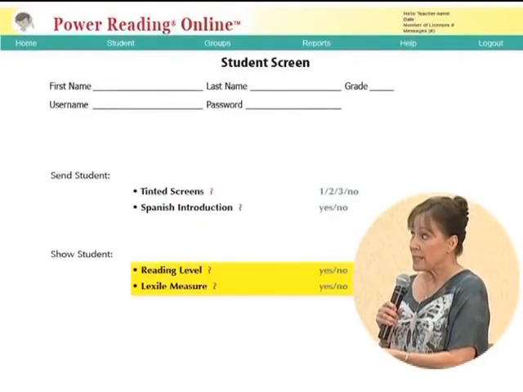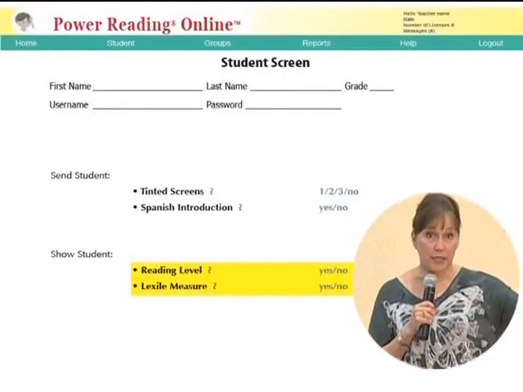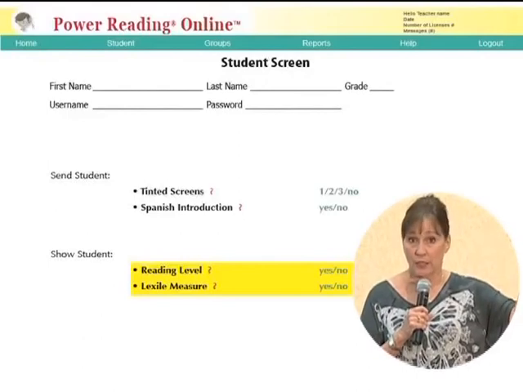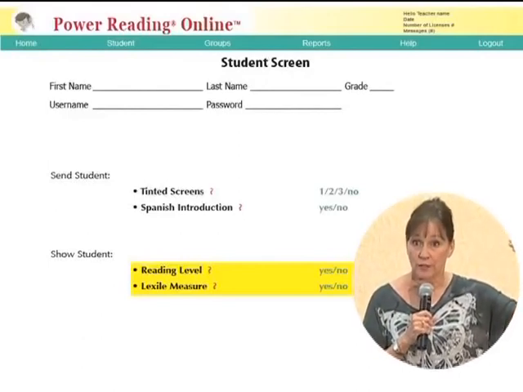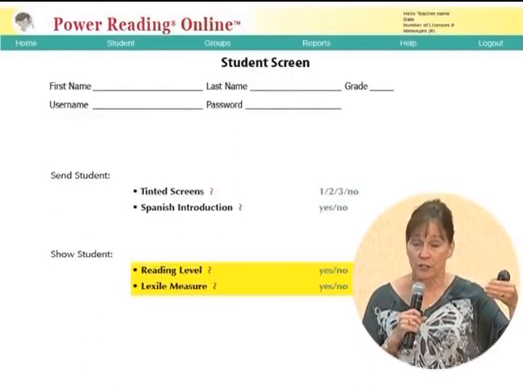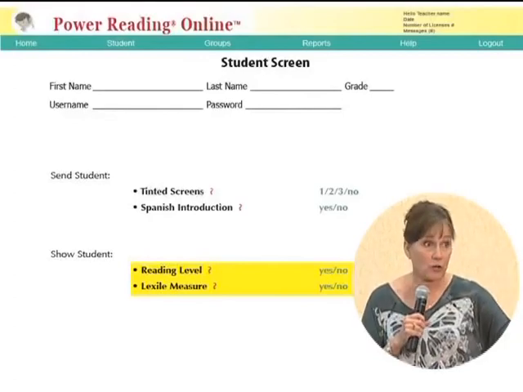Do you want the reading level to be displayed on the stories? It'll be on the reports, but do you want them on the stories? And the Lexile measure. Do you want that on the stories, yes or no? That's up to you. So power reading really is easy to implement, and it's so effective.